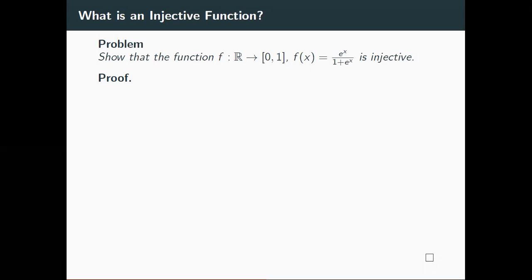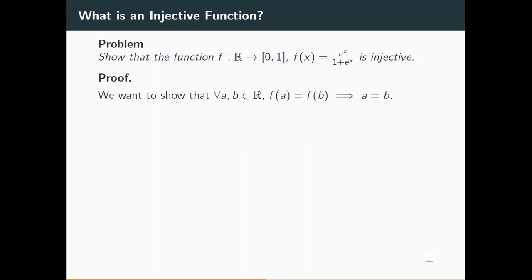Okay, so this question is, show that the function f, which maps R to the (0, 1) interval, given by f of x equals e to the x over 1 plus e to the x, is injective. This is known as the sigmoid function, by the way, and it has applications in, for example, differential geometry and machine learning.